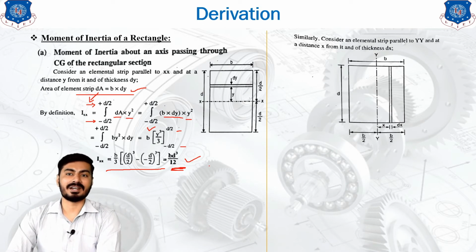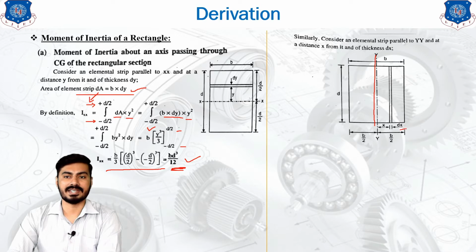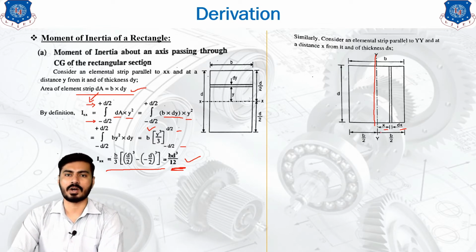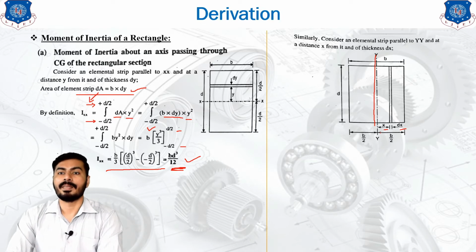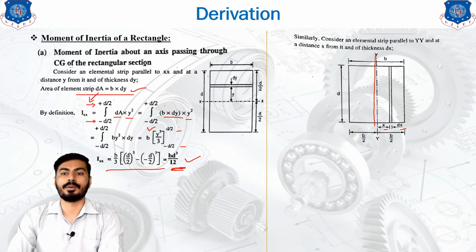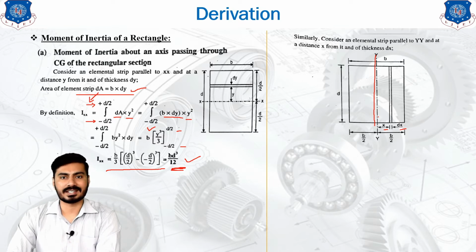Similarly, consider an elemental strip parallel to the y-y axis. Now where is the y-y axis? The y-y axis is this vertical axis, and the strip is parallel to this vertical axis, having the thickness dx and distance from the vertical axis x. So these are the parameters which you will utilize to calculate the moment of inertia of this particular elemental strip. Now our intention is to find out the moment of inertia about the vertical centroidal axis. So the vertical centroidal axis can be calculated using the same method that we have used to calculate the moment of inertia about the horizontal centroidal axis.